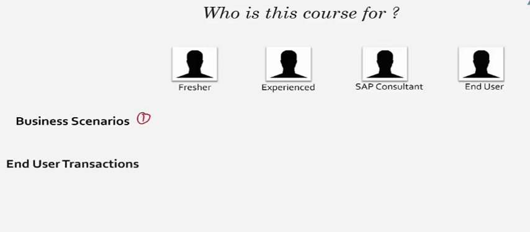The second topic is end user transactions. Some examples of end user transactions could be how to create a purchase order, how to issue an output of a purchase order to a vendor, how to receive an invoice from the vendor, how to post it in the system, how to clear that invoice. These are all end user transactions. Simply put, this is how you execute a business scenario in SAP.